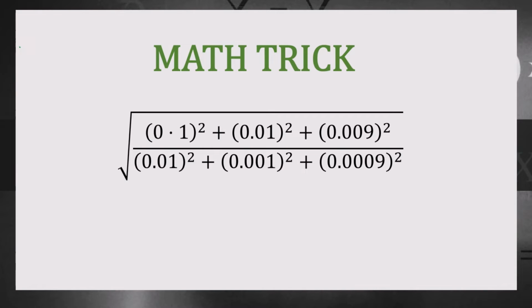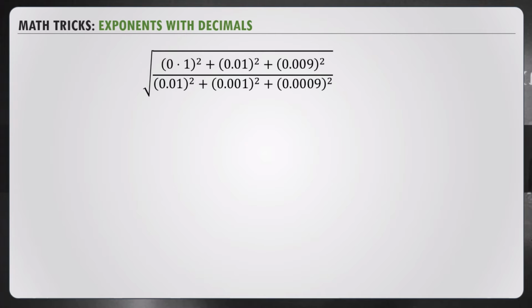We have a math trick to solve today with decimals, exponents, radical signs, so complicated looking. Let's make it easy as ever to work with. Let's start. We have here 0.1 squared plus 0.01 squared plus 0.009 squared. Take a careful look at each of these numbers.